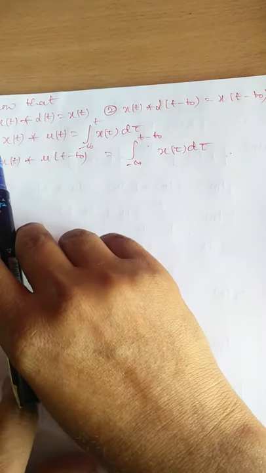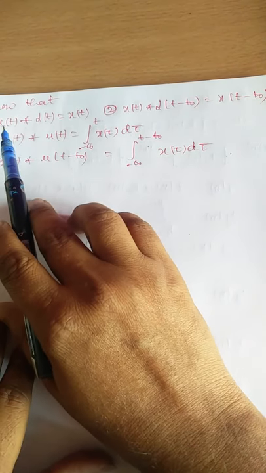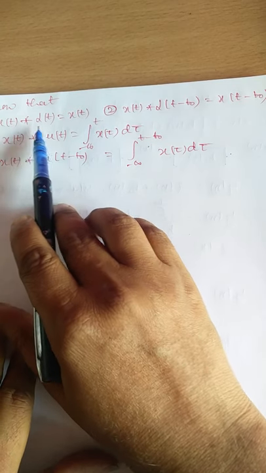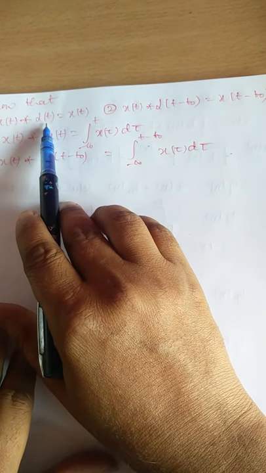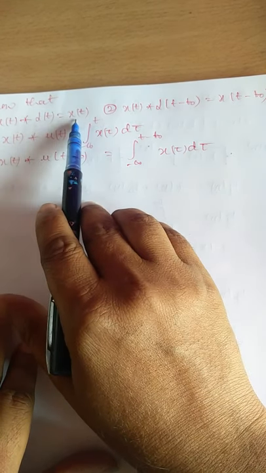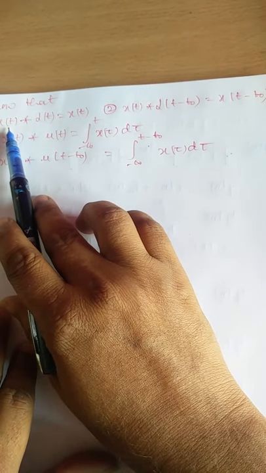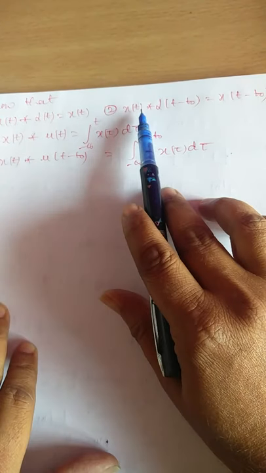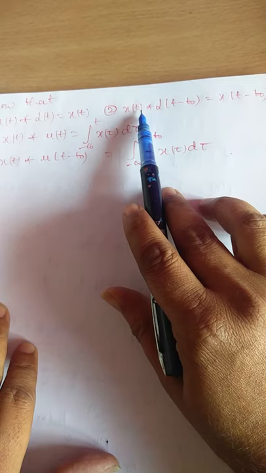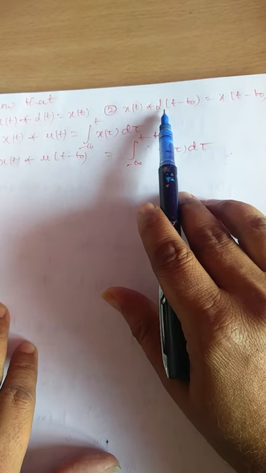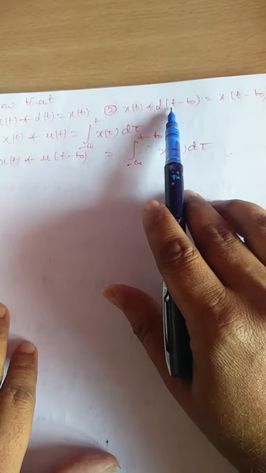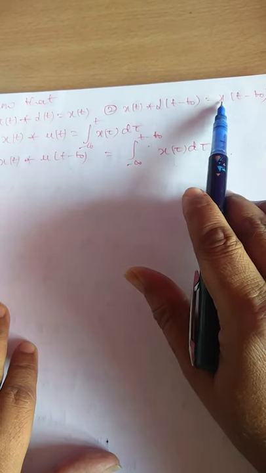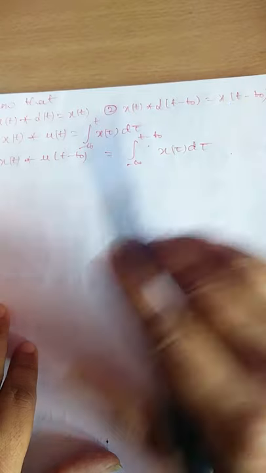Do these proofs with respect to the convolution integral. When the input signal x of t is linearly convolved with the impulse function delta of t, the output is the input signal itself, that is x of t. Similarly, the second proof: when input signal x of t is linearly convolved with the time-shifted impulse function, the output is the time-shifted input signal, x of t minus t naught.